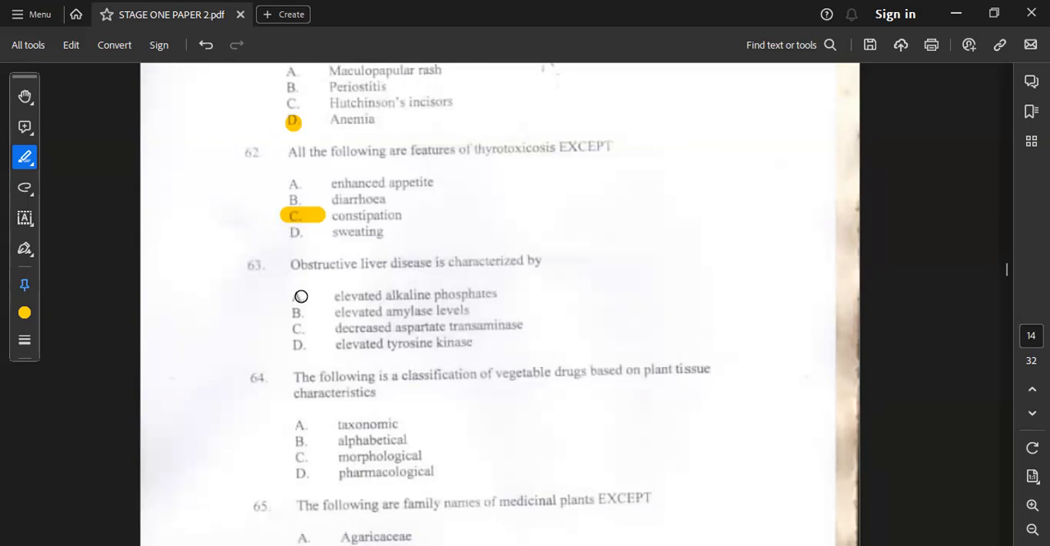Okay, I will not waste an hour. The following is a classification of a vegetable drug based on plant tissue characteristics: taxonomic, alphabetical, morphological, or pharmacological.